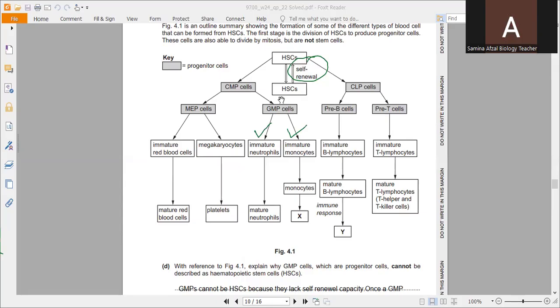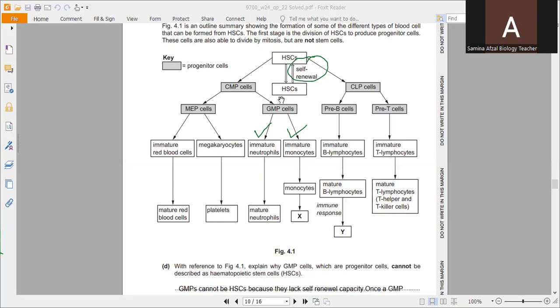So GMPs are more restricted in their differentiation potential. They are committed to becoming either granulocytes or monocytes, as you can see over there. They have lost the ability to form other blood cell types like lymphocytes or red blood cells. So we can say that GMP cannot be HSC, because they have limited differentiation potential.